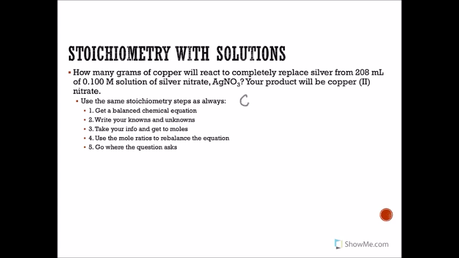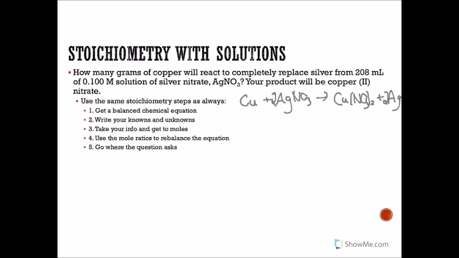We need to write that balanced equation. Copper will react to completely replace silver from silver nitrate. And our product will be copper 2 nitrate and silver. We have to balance that chemical reaction. Because we have 2 nitrates, we need 2 in front of our silver. Now that we've done that, we need to write our knowns and unknowns.